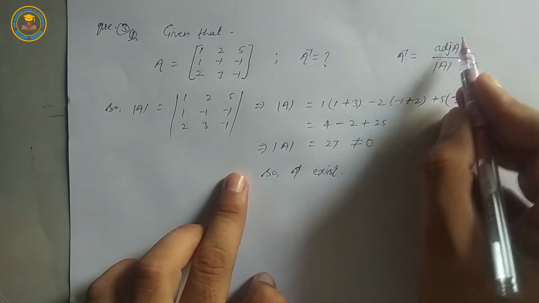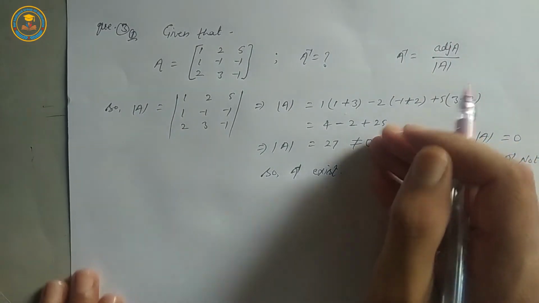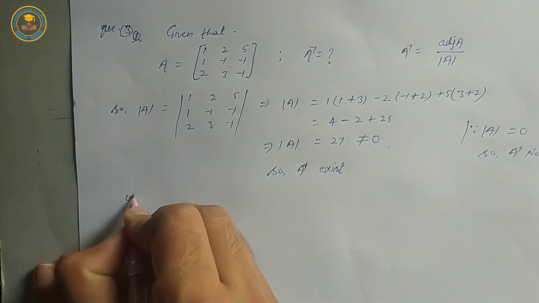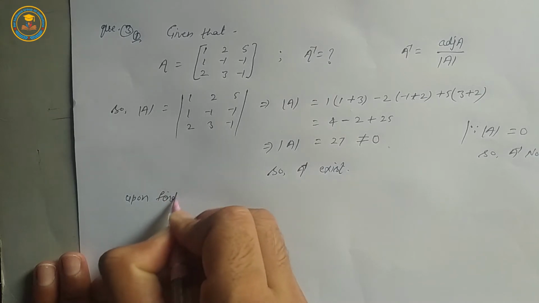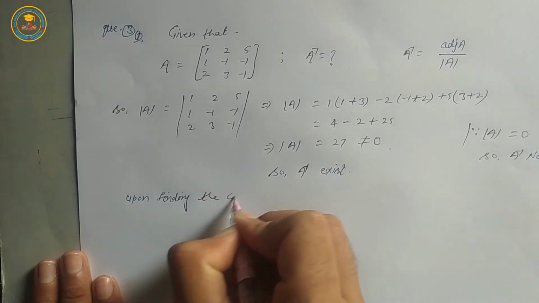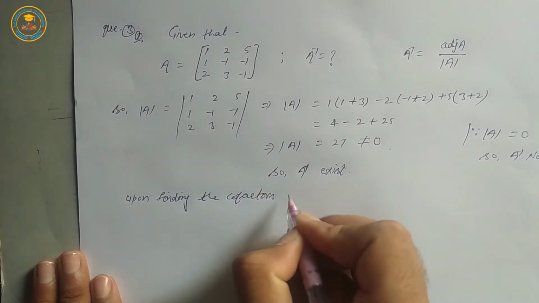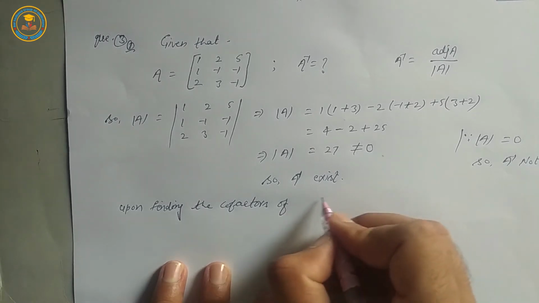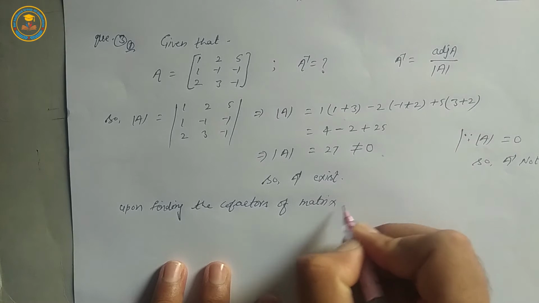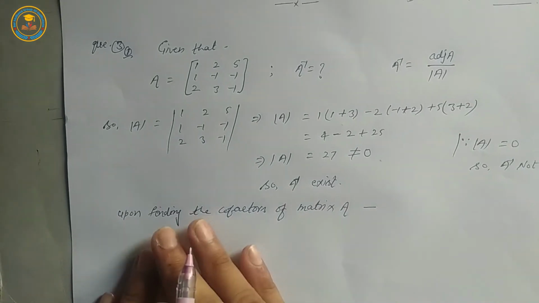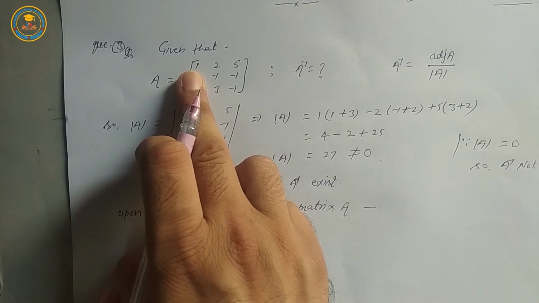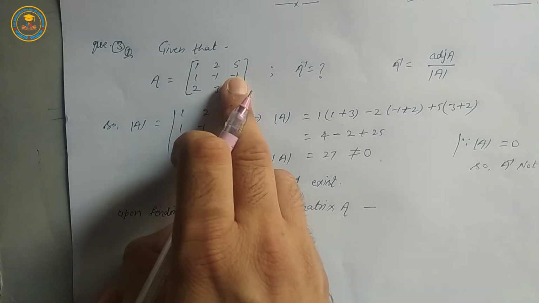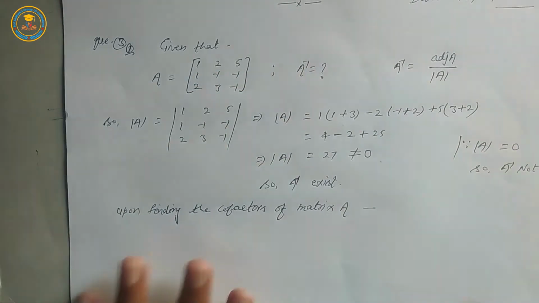Determinant A done, now find the value of adjoint A. Working rule of adjoint A, it means upon finding the cofactor of matrix A. Cofactor of matrix A: cofactor of 1, cofactor of 2, cofactor of 5, cofactor of 1, cofactor of minus 1, cofactor of minus 1. Similarly, 2, 3 and minus 1. Okay.